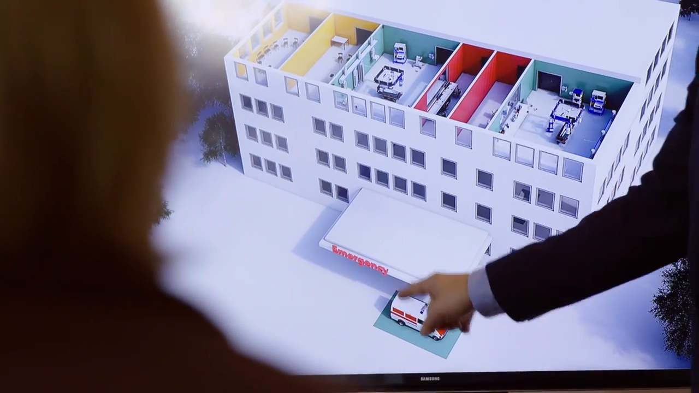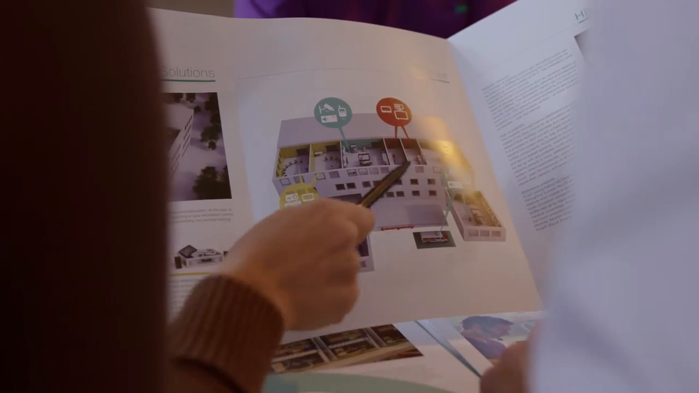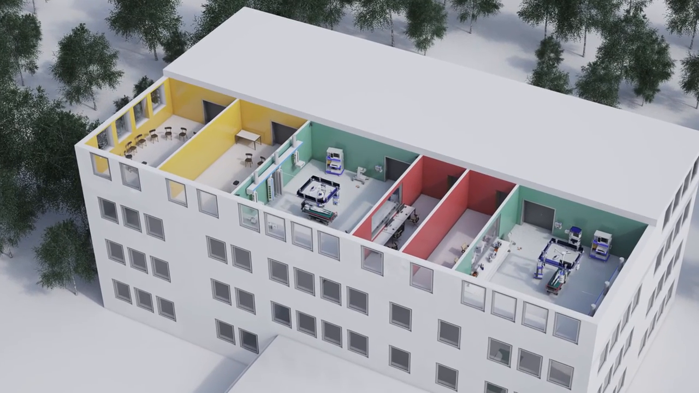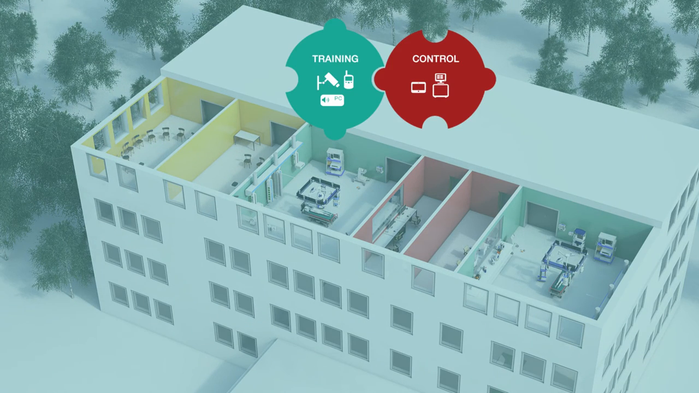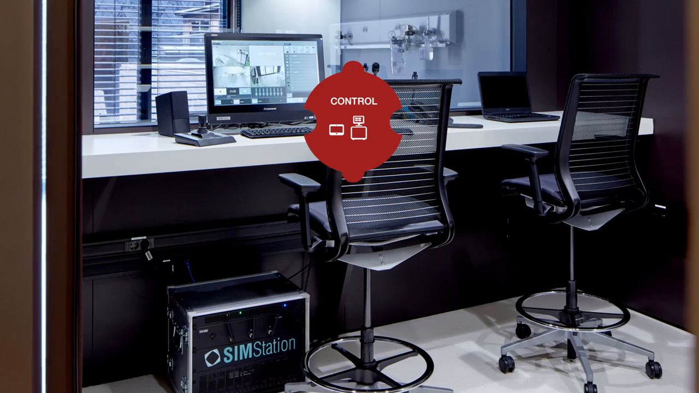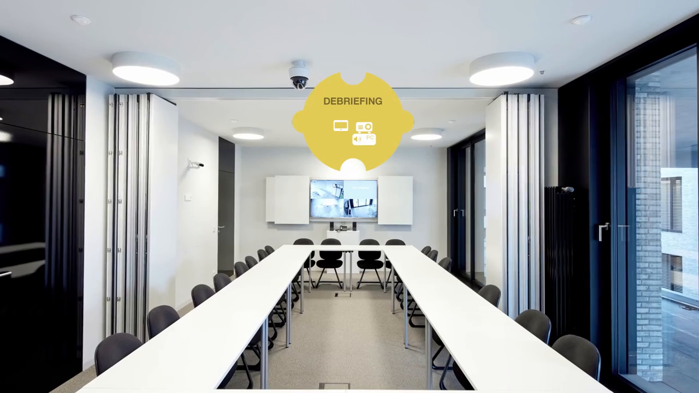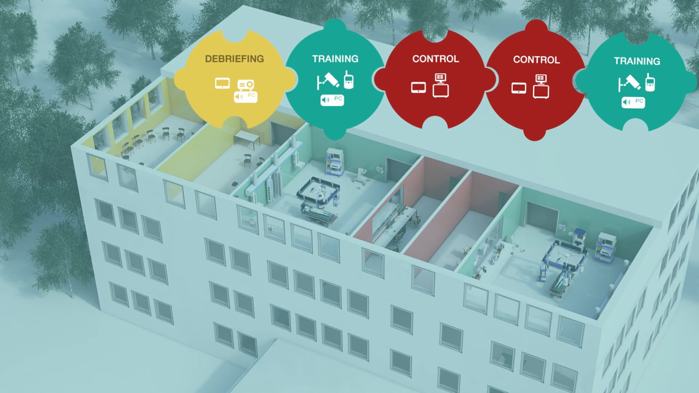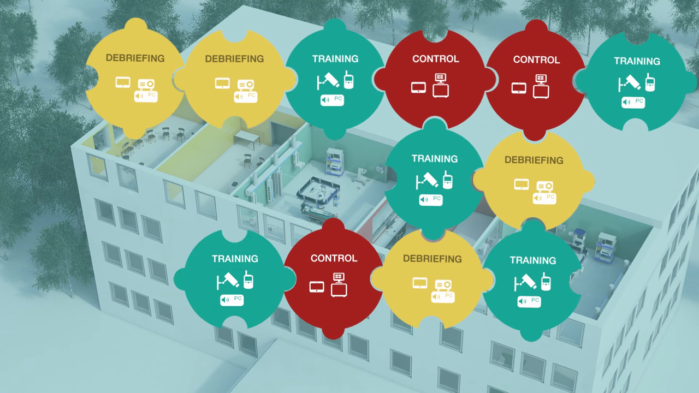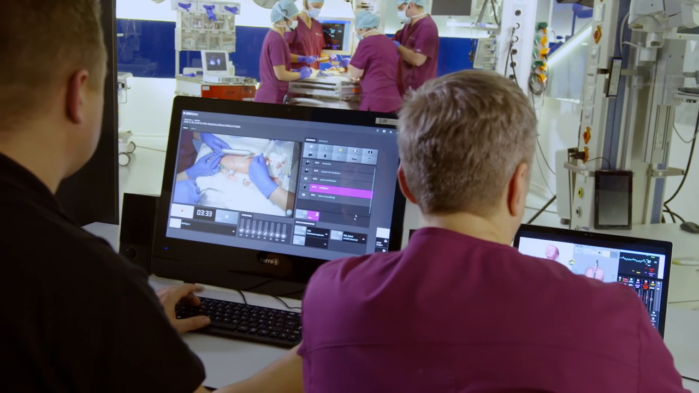SimStation provides solutions for in-situ simulation, as well as fixed units in large simulation centers, all based on the same flexible distributed system architecture with a freely scalable topology. Wherever additional simulation spaces, cameras, control rooms, debriefing rooms, or mobile devices are needed, they can simply be added and connected to the network to enhance the resources and possibilities of the entire system.